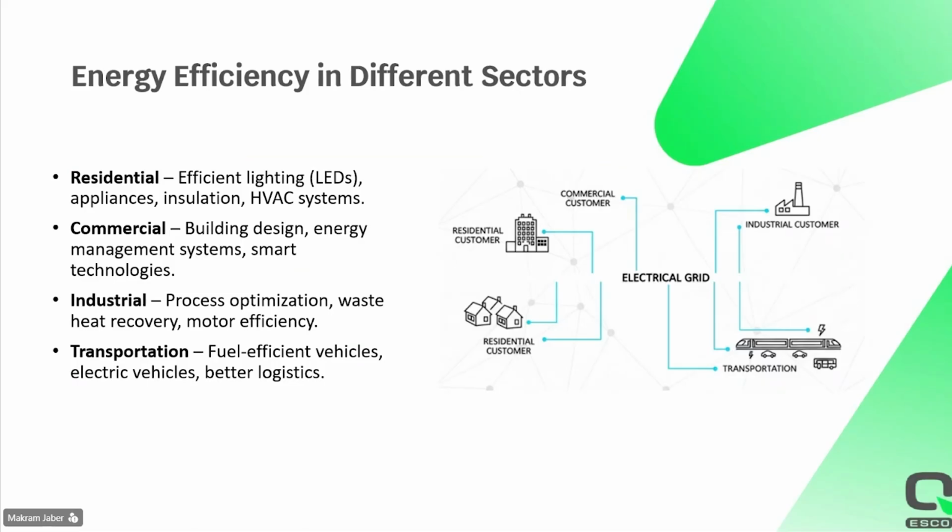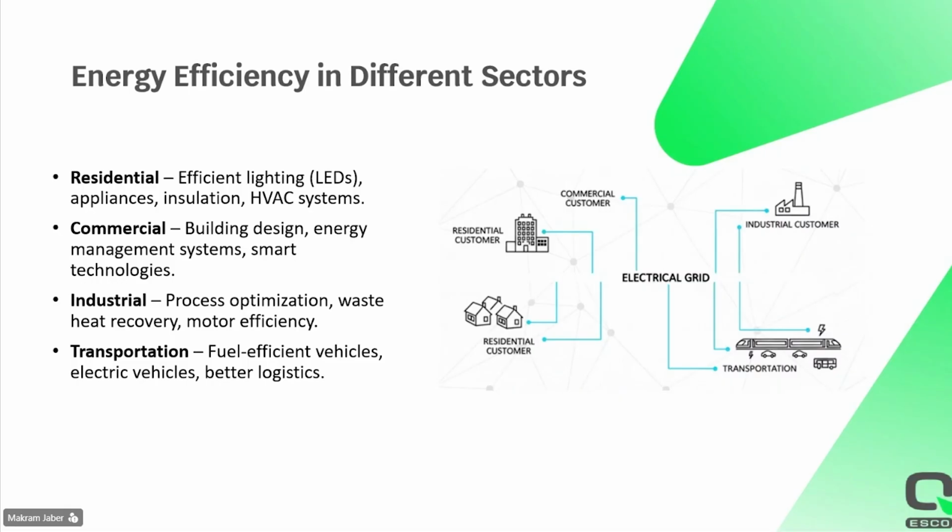So we can work in different types of sectors. We can work in the residential sector. We can work in the commercial, industrial, and transportation sectors. Each type of sector will require specific ESMs. For example, in the residential sector, we can change the lighting. We can change the appliances. We use better appliances. We can do some insulation of the buildings and work on the HVAC systems.